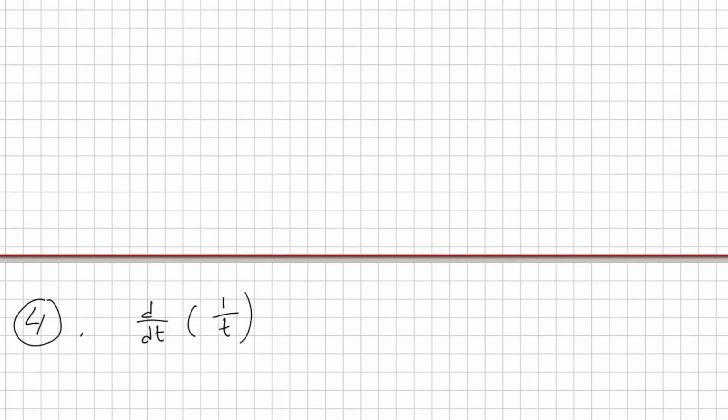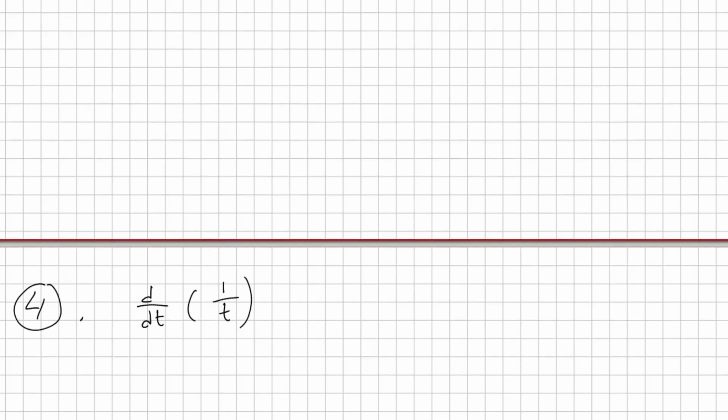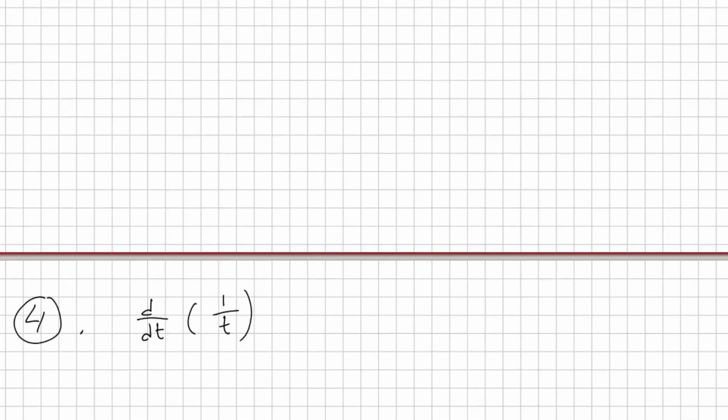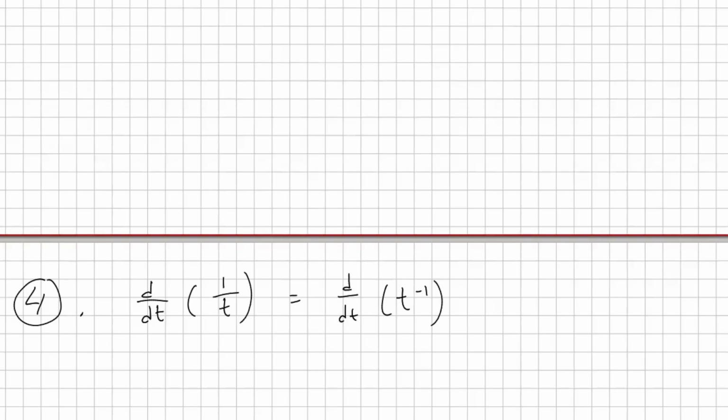Okay, so for question number 4, we've got the derivative of 1 over t. To take the derivative of 1 over t, I'm going to rewrite this. It's basically the same as the derivative of t to the negative 1. So let's take the derivative of t to the negative 1, d over dt.